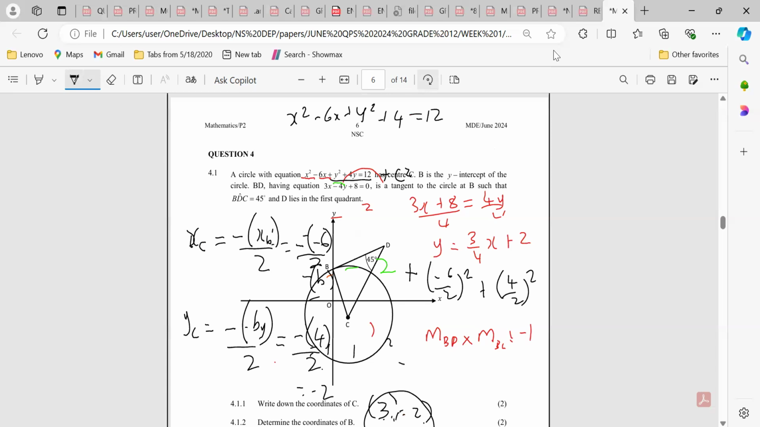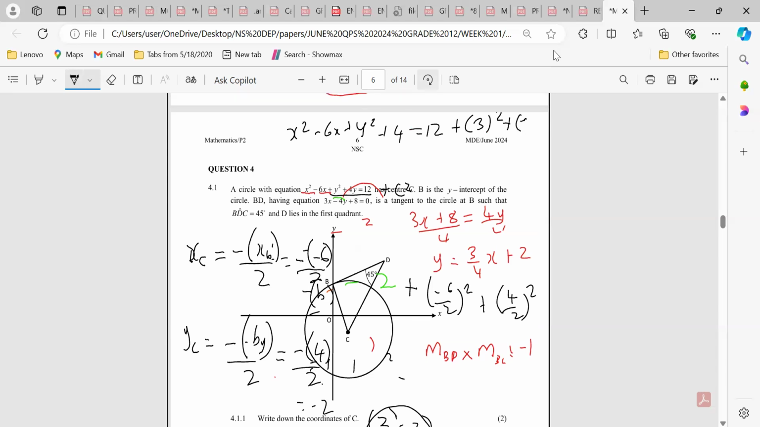If you wanted to get the radius, as soon as you get the centre, you're going to add them here. You're going to say plus 3 all squared plus minus 2 all squared. And then this is still going to give you what? 25. As long as you have the centre, then you can go and get what? R.